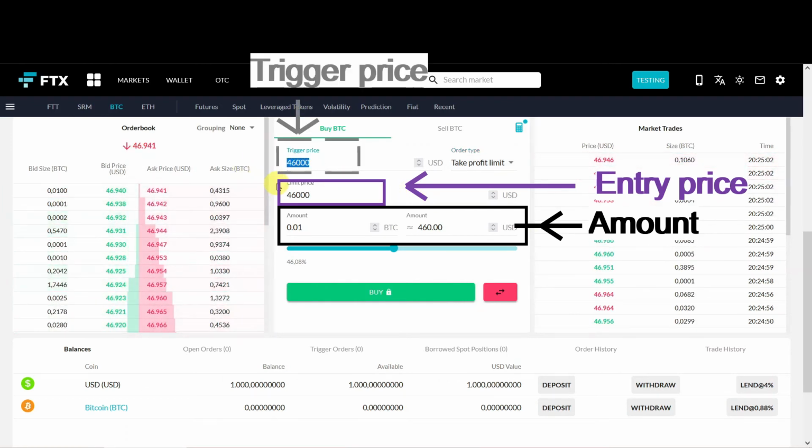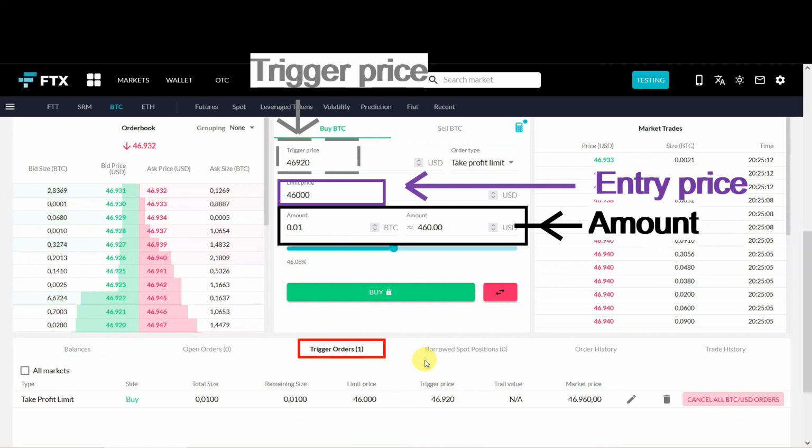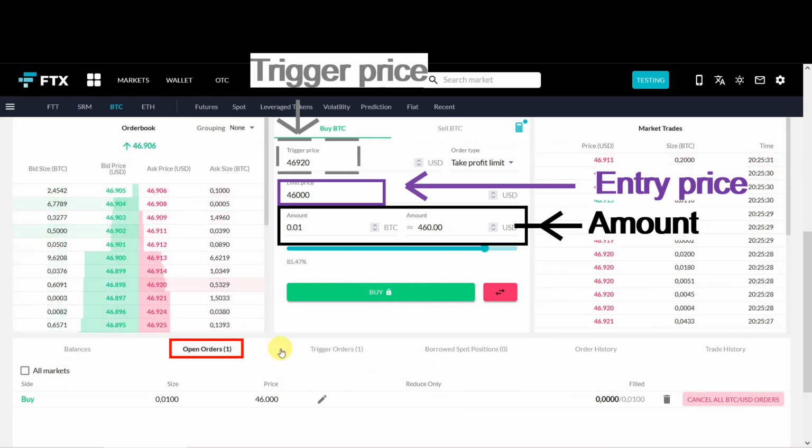And I will just fill in some numbers. So we'll just put this on 46,920. And then you click buy, yes. And then you see an order under the trigger orders, and then we wait till it's triggered, and there we go. And then you can see that there's now an order under the open orders. So the trigger order translated into an open order. And the open order is a limit buy at the price of $46,000.